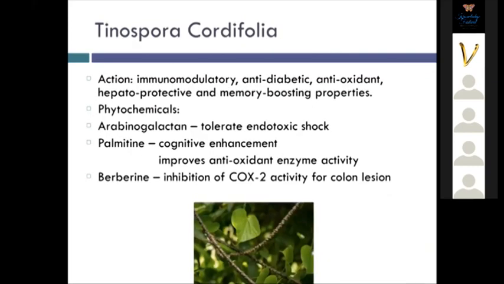Thank you. Now we talk about Tinospora cordifolia. In Tinospora cordifolia, we are taking the bark portion, the bark of the stem. It has immunomodulatory, anti-diabetic, antioxidant, hepatoprotective, and memory boosting properties. Tinospora cordifolia also has a name called Amirthavalli. Here, Amirdham also means immortality.